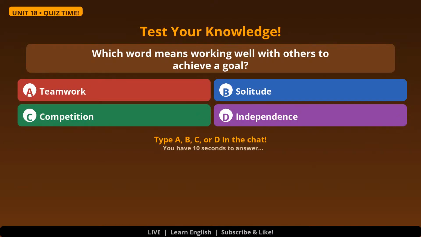Quiz time. Here's the question. Which word means working well with others to achieve a goal? Option A, teamwork. Option B, solitude. Option C, competition. Option D, independence. Think about it. Type A, B, C, or D in the chat. You have 10 seconds.